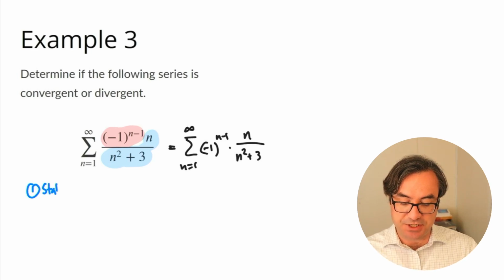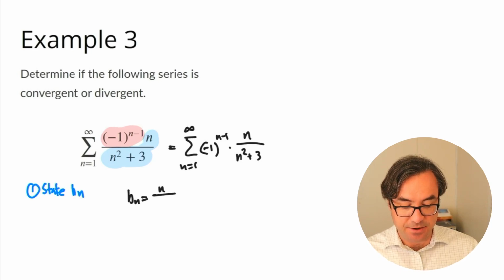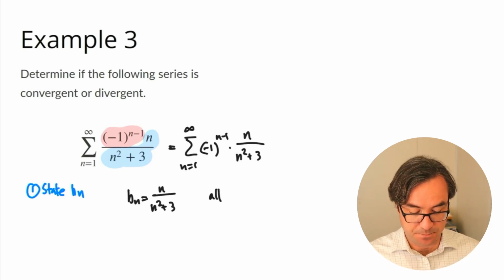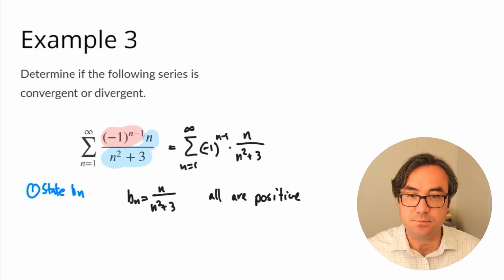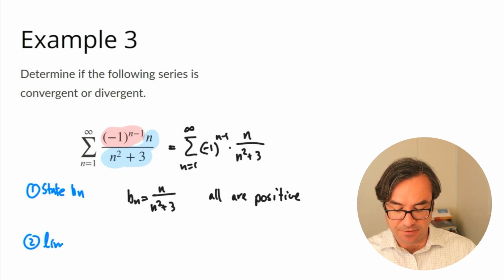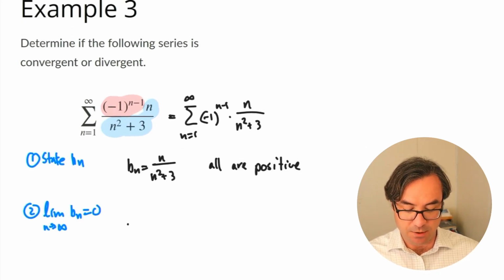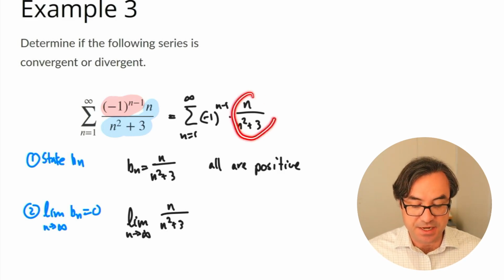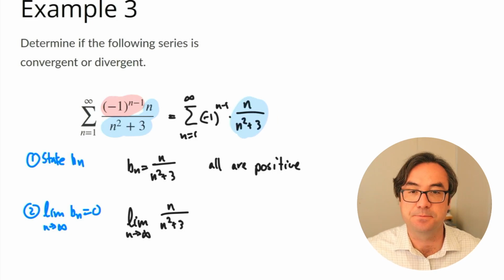So first step, we just want to state Bn. So Bn in this case is n over n squared plus 3. And all of the terms here are positive. Okay. So then we want to show that our limit of this, as n goes to infinity, is equal to 0. So let's write out what we want to prove. We want to do the limit of n over n squared plus 3 as n goes to infinity. Again, we're just looking at this non-alternating piece. This is our Bn here.